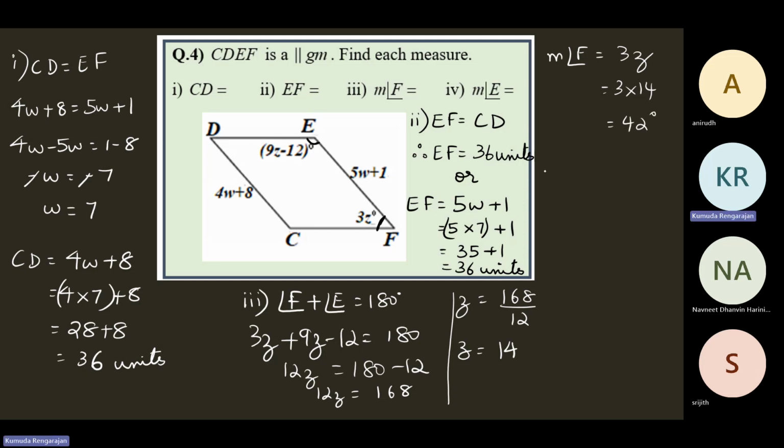And measure of angle E is equal to, you can do 180 minus 42 also, because you know F is 42. So E will be 180 minus 42. Or you can substitute here, 9z minus 12. 9 into 14 minus 12. 126 minus 12. So 114 degrees.